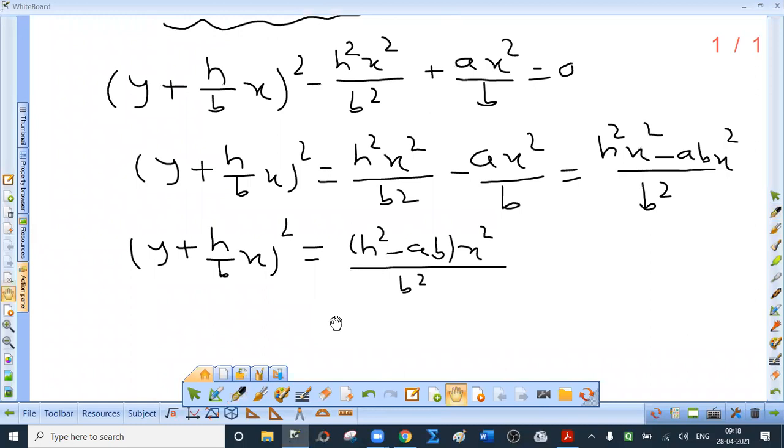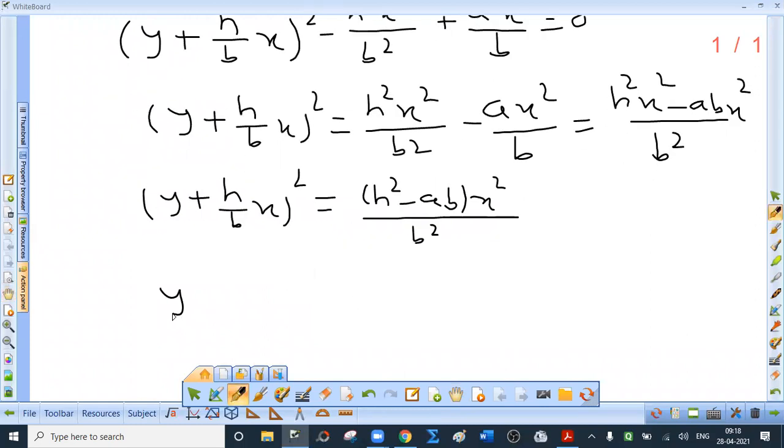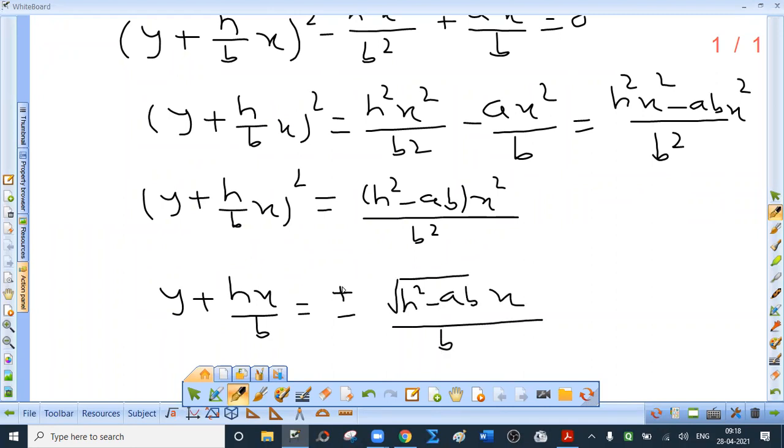Now we take roots on both sides. So y plus hx upon b is plus or minus root of h square minus ab into x upon b. Now a good student will appreciate this. Yes, root of h square minus ab. This clearly indicates that for equation 1 to represent a pair of lines, this part cannot be negative because the root of a negative number is not real.